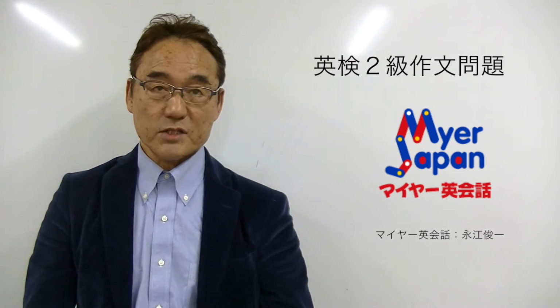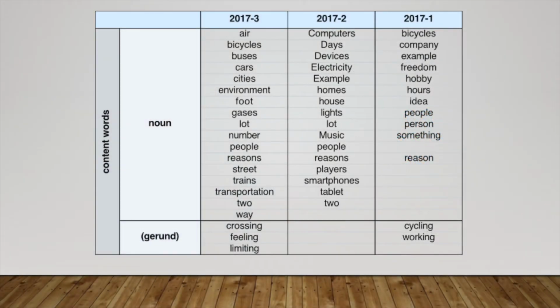Vocabulary, content words. As you can see in the table, nouns, lexical verbs, and adjectives used in the compositions vary depending on the subject of the essay. It is quite obvious. What you can also observe from this list is the level of vocabulary you may be expected to use. For instance, nouns include air, bicycle, bus, car, computer, device, company, freedom, etc. It should also be noted that there are some gerunds, or ing words.